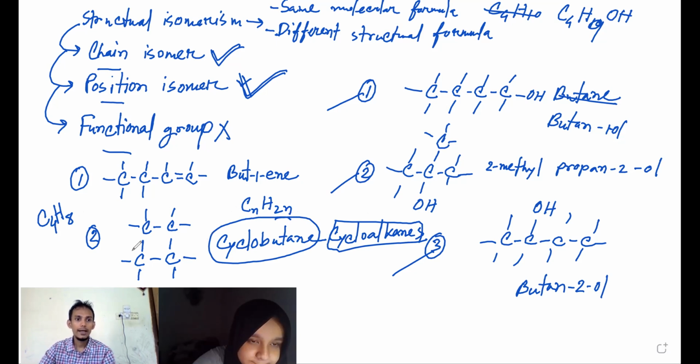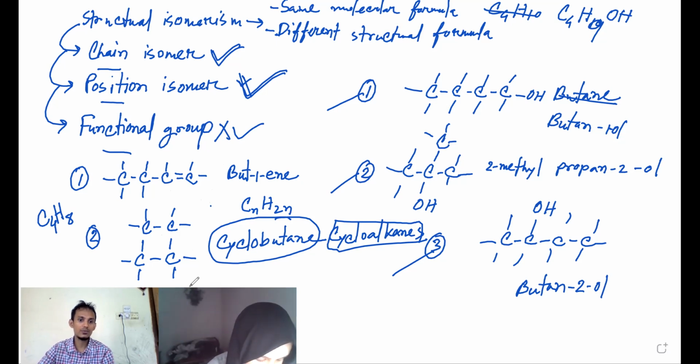Okay? So you see 1 and 2 are isomers. What type of isomers? Functional group isomers. Why? Because but-1-ene is an alkene, whereas cyclobutane is a cycloalkane. So that is why they are functional group isomers.